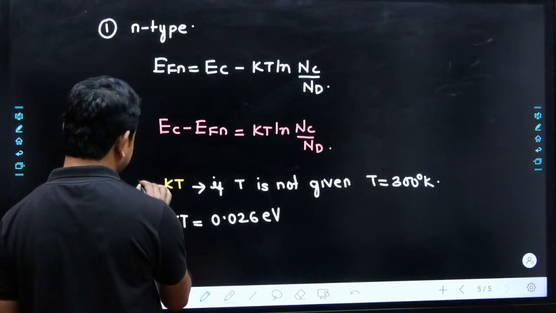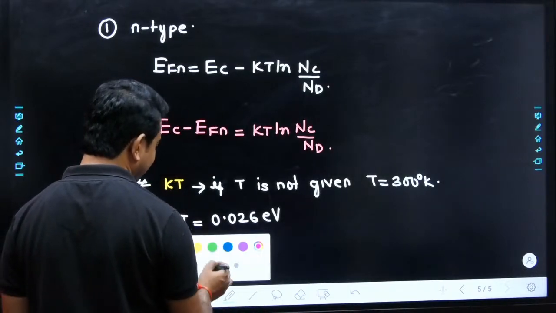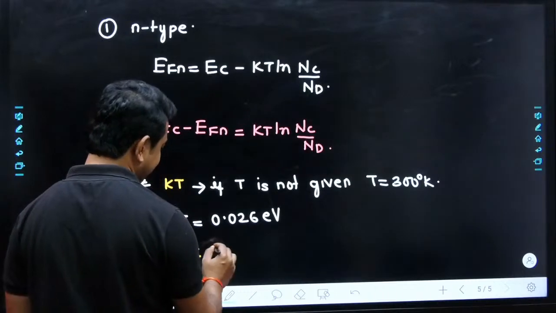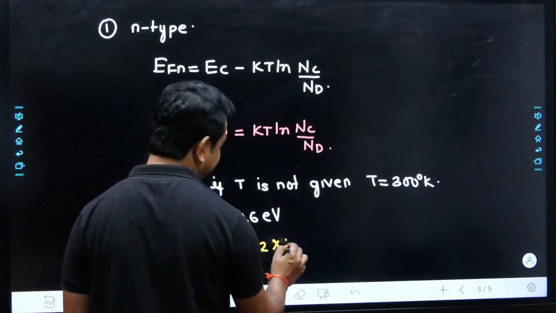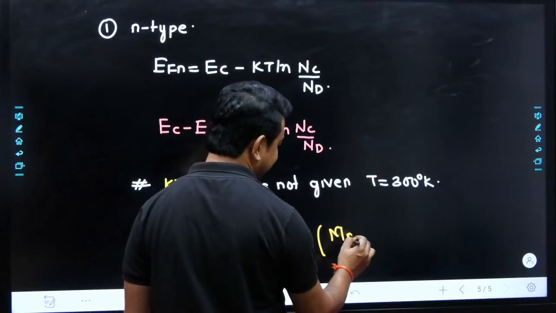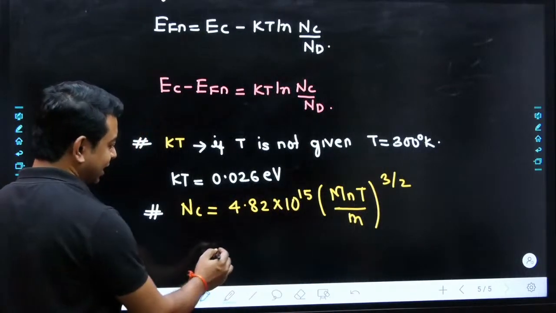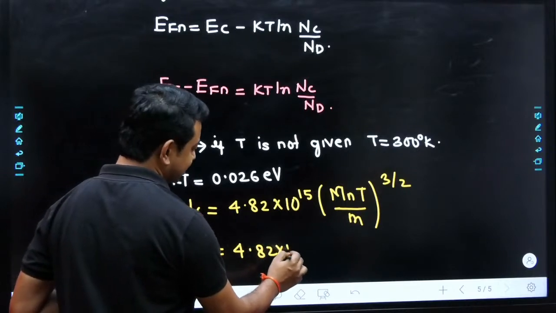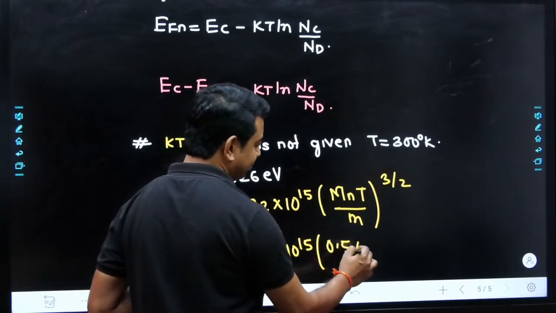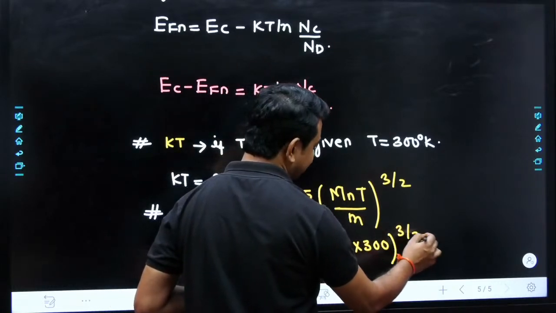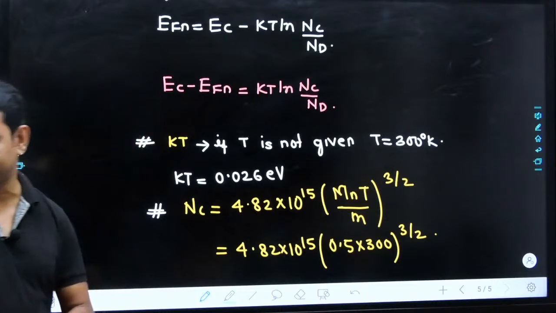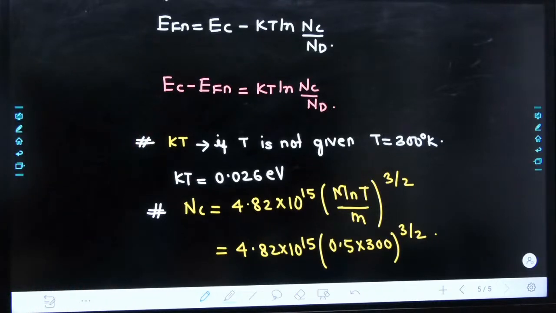Now we want to find the value of Nc. Nc is equal to 4.82 into 10 to the power of 15, multiplied by mn times T divided by m, raised to 3 by 2. This is the formula, and we have mn divided by m in our given data. So we write here 10 to the power of 15, and this is 0.5, and temperature is equal to 300 Kelvin, raised to 3 by 2. This is the formula by which we can find the value of Nc. Those who are using the calculator can tell me the value of Nc here. The value of Nc using this formula is 8.85 into 10 to the power 18 per centimeter cube, I think.